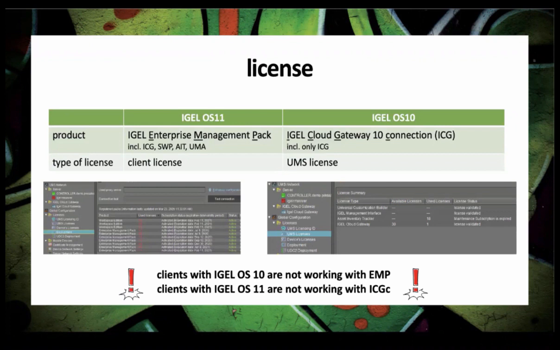So can I mix? I have both inside of my UMS, V10 and V11. Can I manage them with the same ICG? Yes, that's possible. Of course, when you're coming from OS 10 and you're doing a migration, you don't have to migrate all at one moment, or you keep the old and the new ones come with OS 11. So just, as the pictures show, import the ICG license into the UMS and the EMP in the deployment, and they're running side by side. That's not a problem.